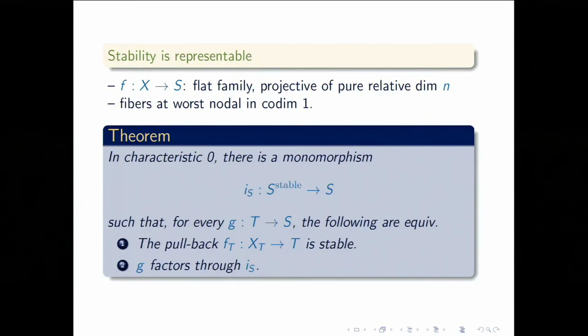Okay, so let's start with an arbitrary flat family of projective varieties, and I make some very weak assumptions. The morphism itself should have pure relative dimension n, and the fibers have at worst nodes in codimension one. So if I have a family of curves, then it's the same as assuming that the fibers themselves have only nodes. But in higher dimension, I just assume something about the codimension one locus of the singularities, and then the statement that comes out is that the stable pullbacks of this family are representable.